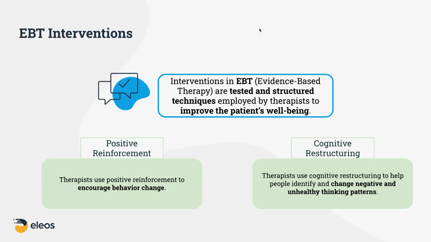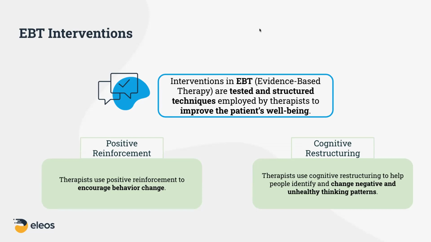First of all, positive reinforcement. Positive reinforcement encourages behavior change in the patient. For example, if the patient comes to the therapist and says, I started going to the gym recently, twice a week, then the therapist can respond by saying, that's great, that's amazing, you should keep it up, it's going to be great for your long-term health. That's positive reinforcement.